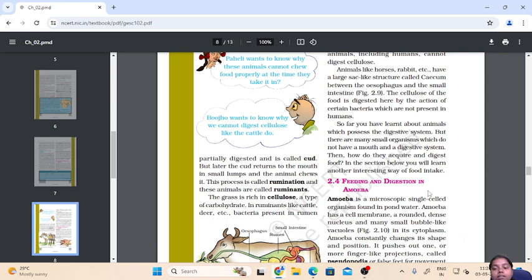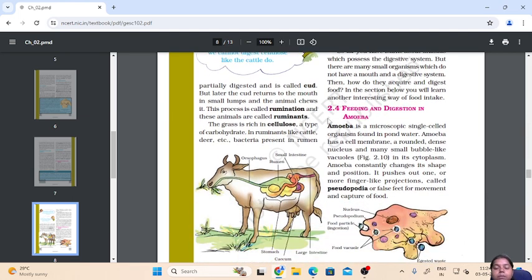So how they digest, or how they acquire food, that we'll see. One example given of such an organism is amoeba. What is this amoeba? It's microscopic, that you cannot see directly with your eye. You can see this organism only under the microscope. It's a single cell organism. It is made up of only one cell.